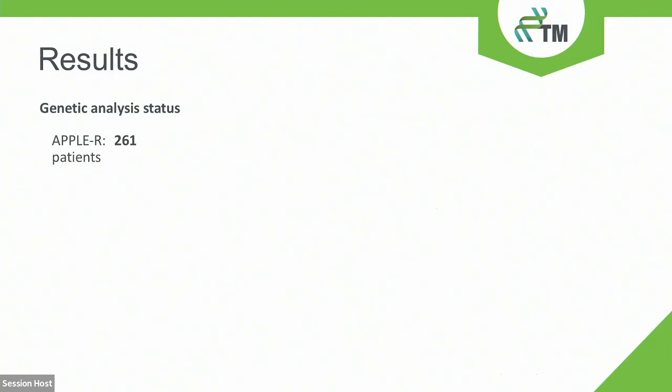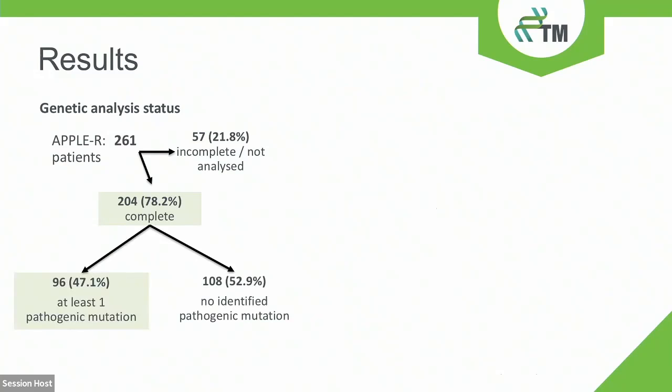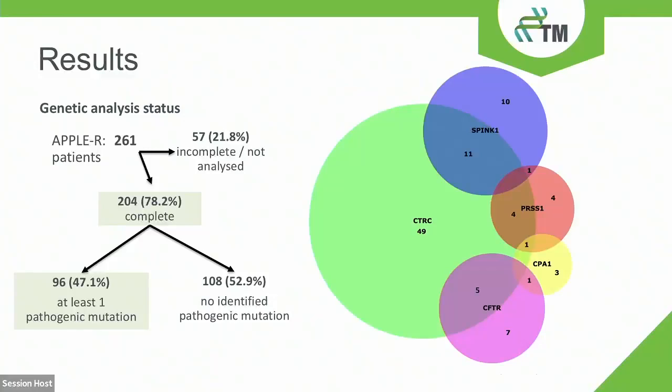So we already have 261 patients, and almost 80% of them completed the genetic testing. And we have found in almost half of them at least one pathogenic mutation. This graph represents the breakdown of the found known genetic predisposing mutations, and the size of the circles represents the number of patients.